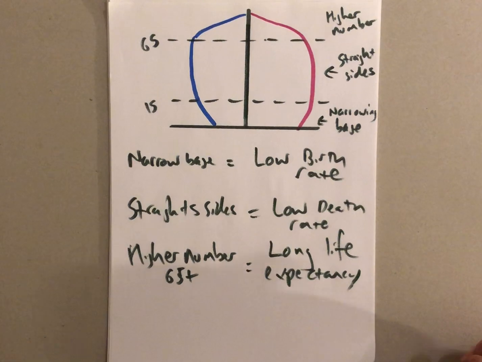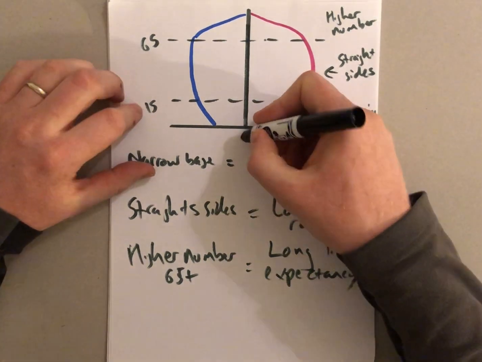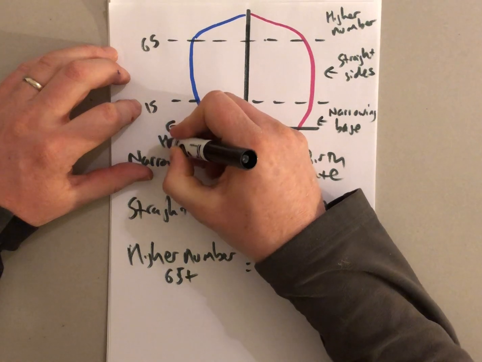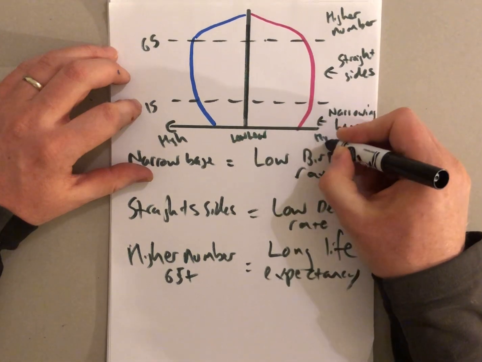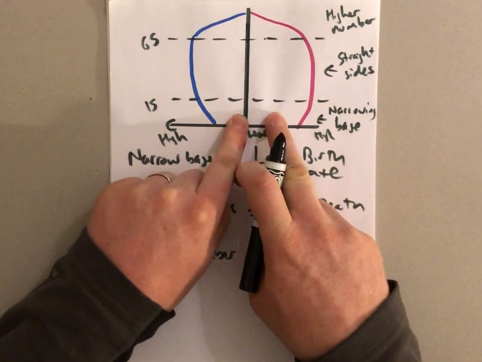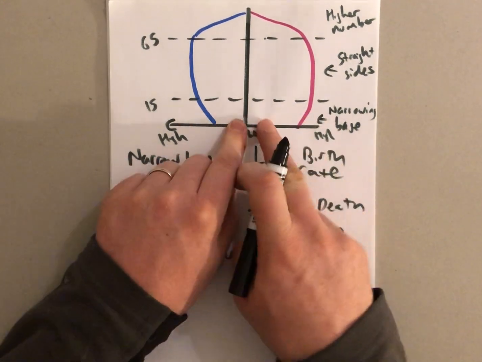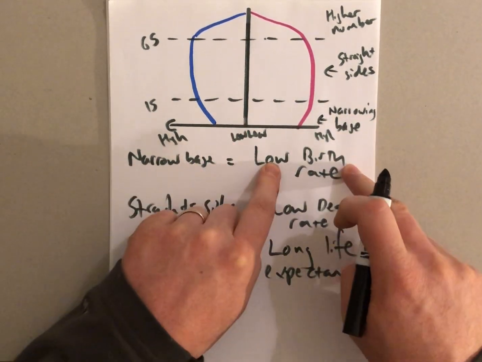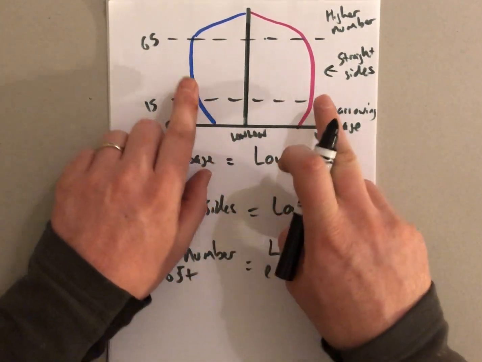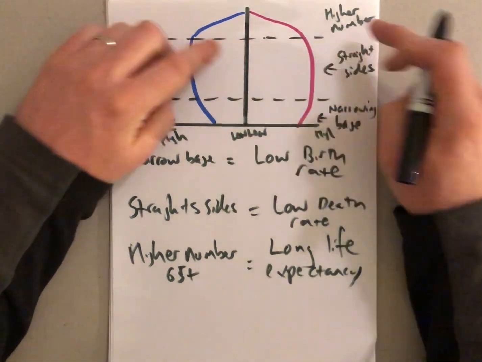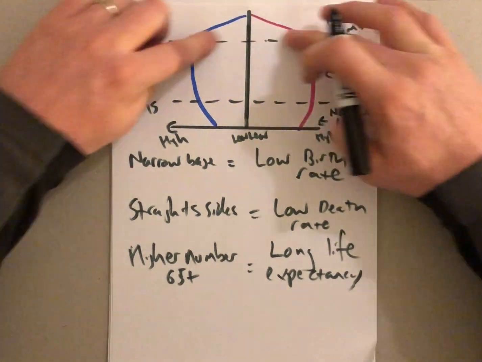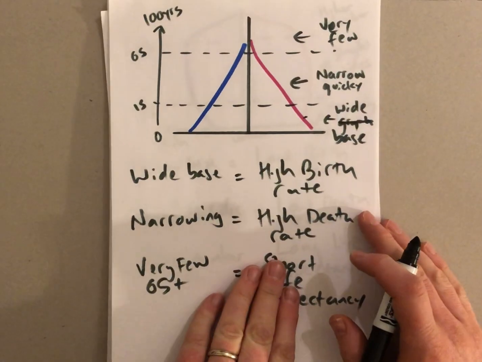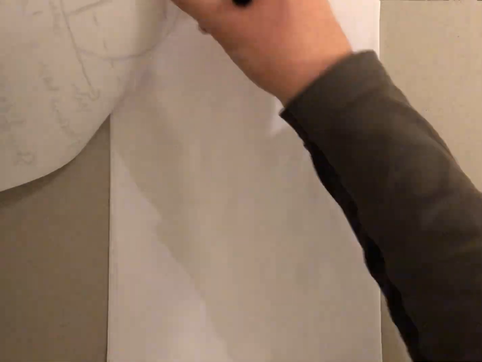Okay, so again, same reasons as before. As we're becoming older, we've got high numbers, we've got low, low, high. So we can see here that the graph is narrowing, it's getting lower towards the middle. So the birth rate is going down. As people are older, the graph isn't narrowing. So those straight sides are showing us that we've got a low death rate. And then as we get towards the top, because we've got more than we had before, where there were very few, we have a long life expectancy.